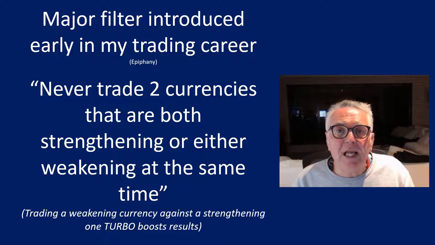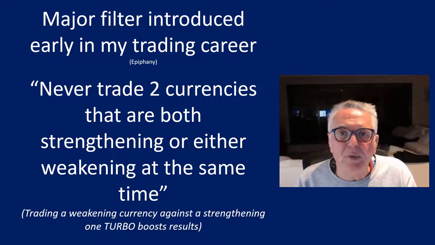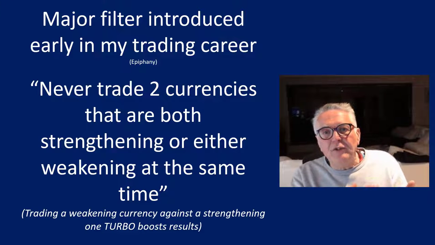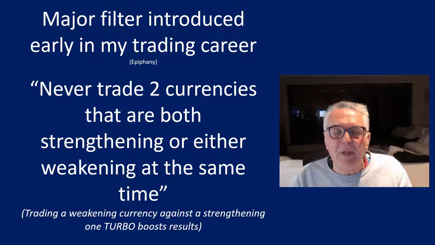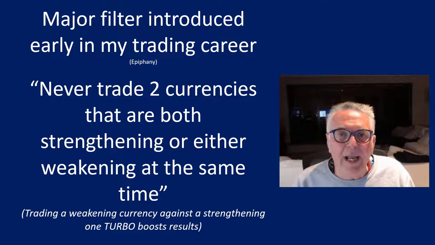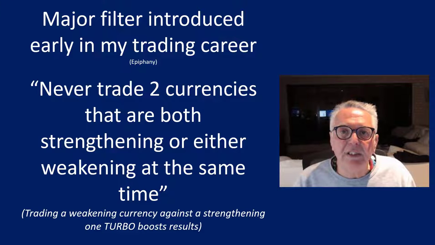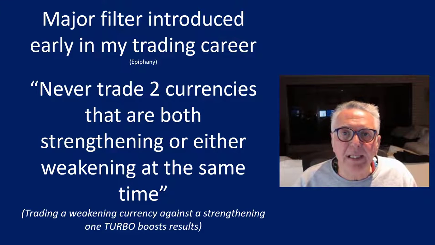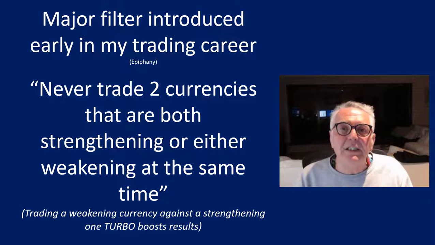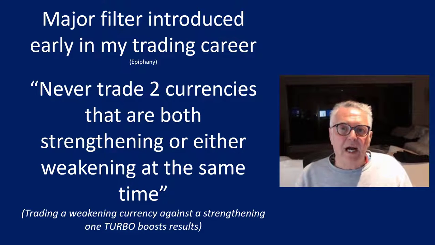If you're trading currencies that are both strengthening, basically what will happen is the price will go sideways. Or if you have two currencies that are both weakening, the price will go sideways. So that was an important filter. Before I entered a trade, I would go down my checklist and say, are these currencies both weakening or both strengthening? And I eliminated an incredible amount of trades because of that simple item on my checklist.